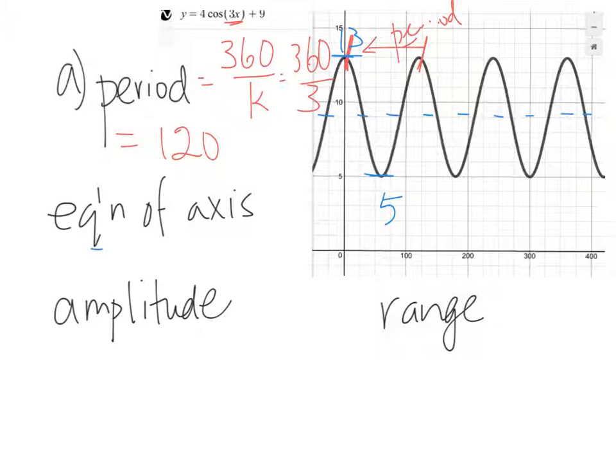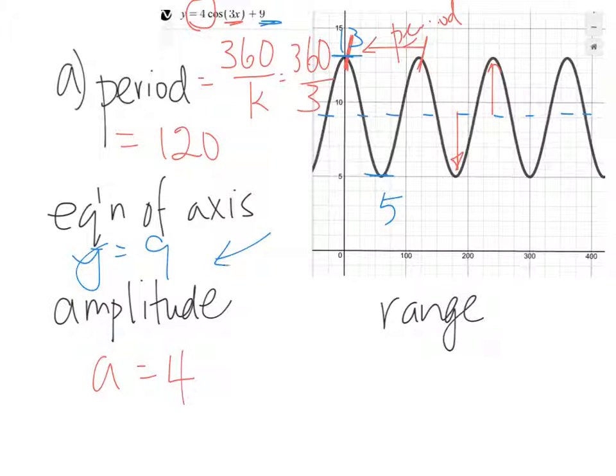So y equals 9. The amplitude is the distance from the equation of the axis to the minimum or the equation of the axis to the maximum. So the amplitude in this case is 4. We also can verify that from our equation up above. It's 4, the number up front. Similarly, we can justify the equation of the axis from up here. So our vertical shift is 9, and that's our equation of the axis as well.